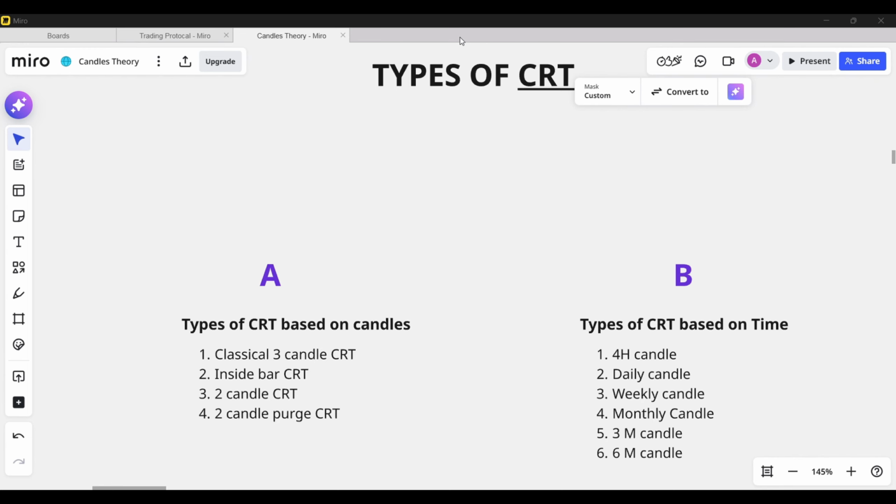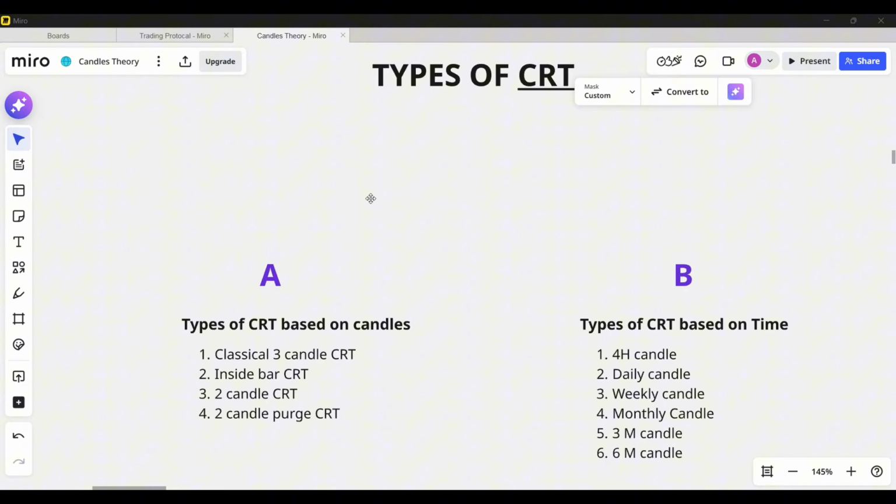This is the second part of the lecture series. If you didn't watch the first lecture, go and watch that one. After completing that, get on this lecture because everything is connected from A to B. In this lecture, we are going to discuss types of CRT. We have done an introduction of CRT, and the second lecture is based on types of CRT.